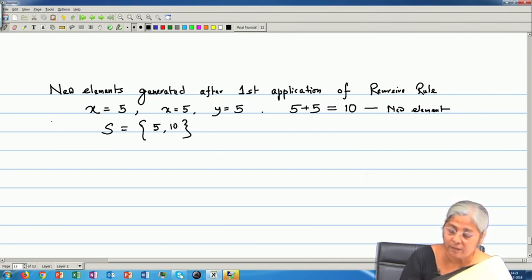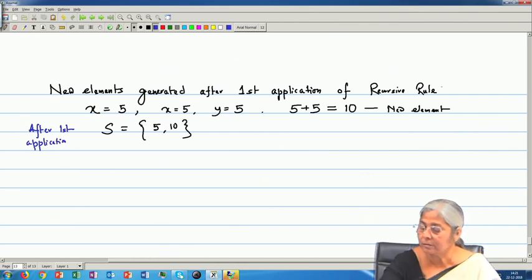Okay. Then after the second application, so after the first application of the recursive rule, you can write RR if this is the recursive rule.